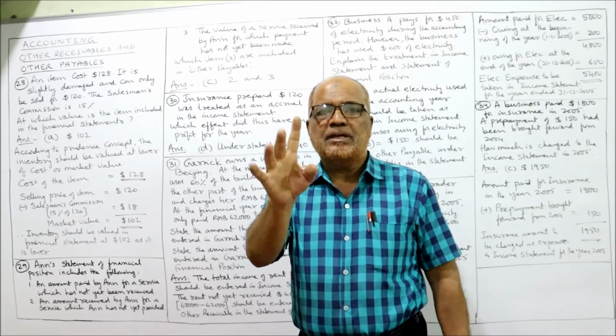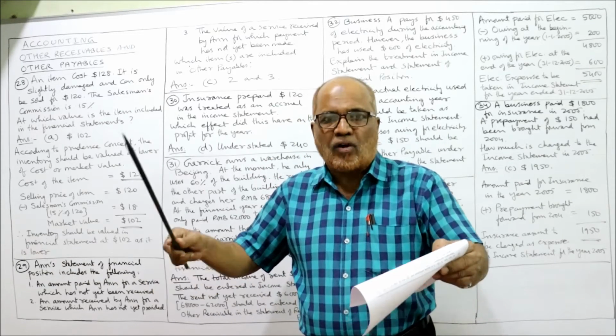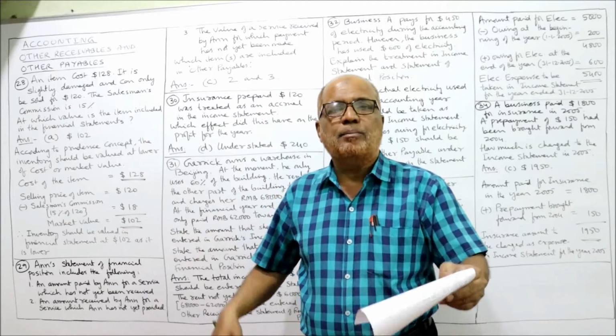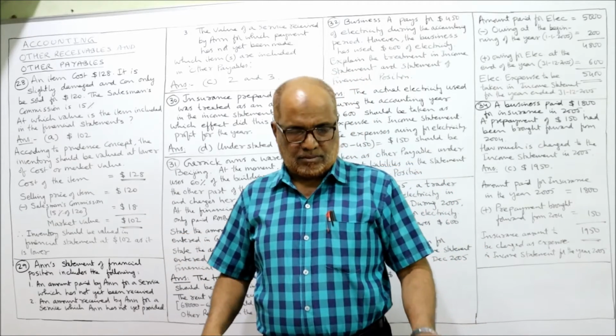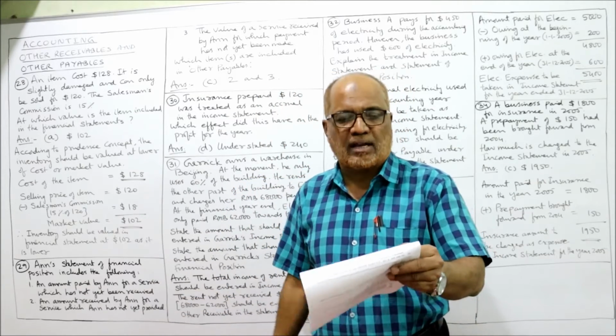The first item is a current asset. An amount paid by Anne for a service which has not yet been received. That means amount paid in advance. It's a current asset. This is not our answer.